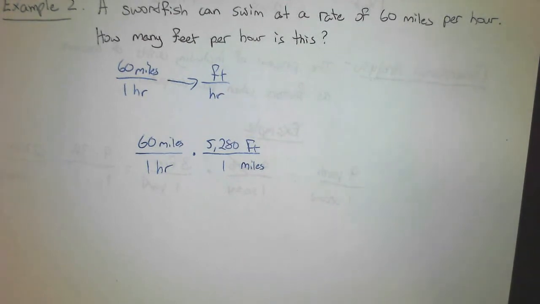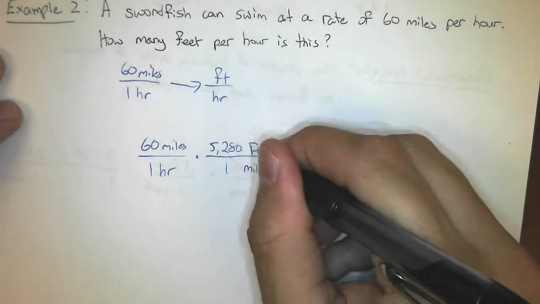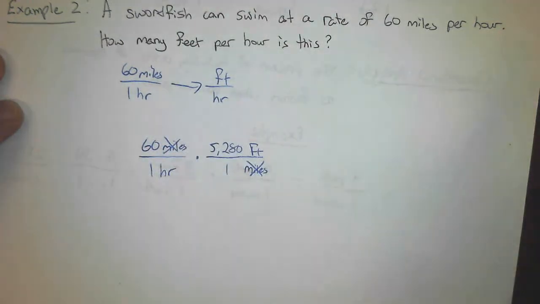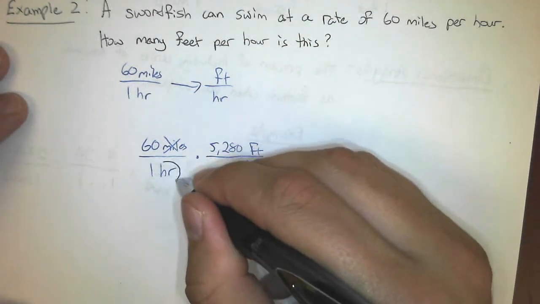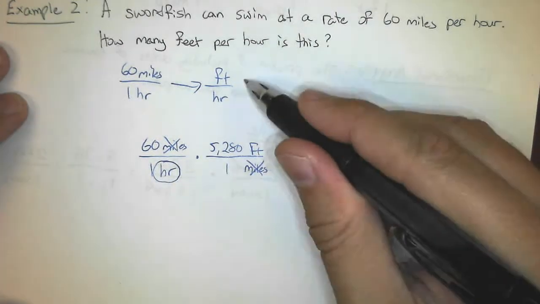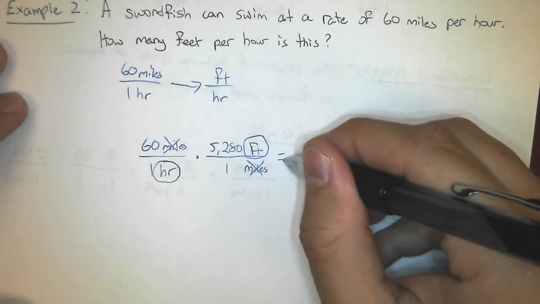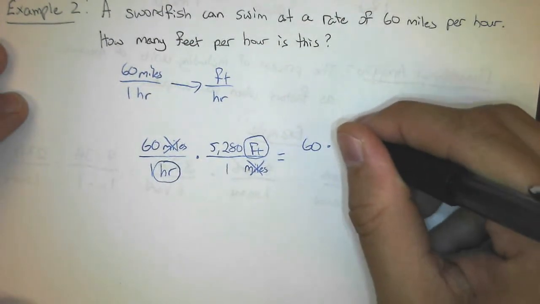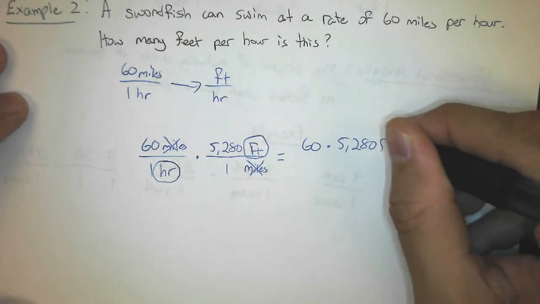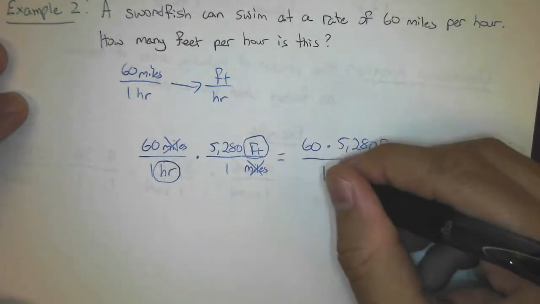Now if I take a look again, I've got miles as both a numerator and a denominator, so I can divide those out. The miles are gone. We converted the miles over to feet. So we've got hours as the only unit on the bottom and feet as the only unit in the numerator. So we're finished converting and we can multiply across. So my numerators are 60 times 5,280 feet, and that's over 1 hour times 1.